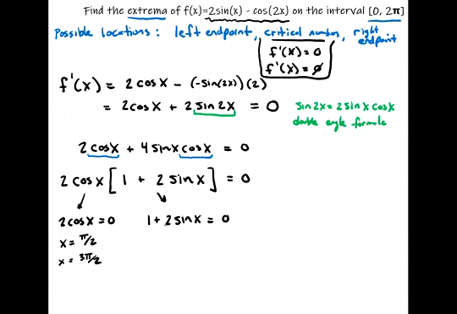And over here on the right, if we solve for the sine of x, we subtract 1 from both sides and then divide by 2. We're solving when is the sine of x equal to negative 1/2. Right? And that happens when x is equal to 7 pi over 6 or when x is equal to 11 pi over 6. Now these are your critical numbers.